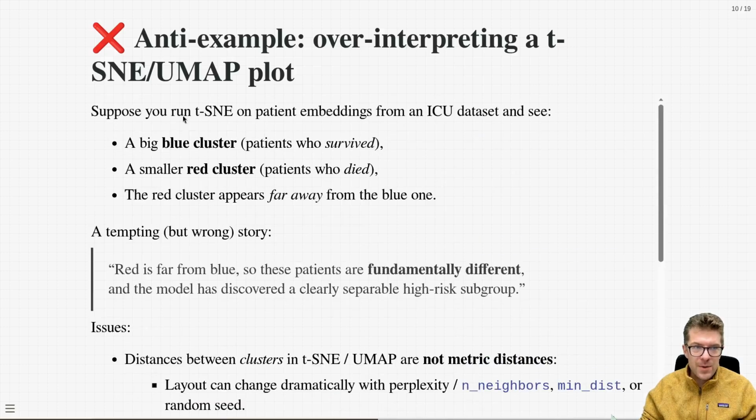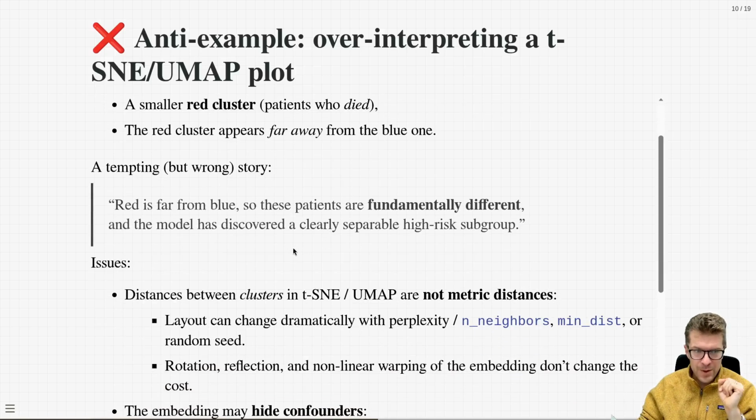Another anti-example: suppose you run t-SNE on patient embeddings from an ICU data set, and you see a big blue cluster of patients who survived and a small red cluster of patients who died, and the red cluster appears very far away from the blue one. So this happens sometimes. You see this in real papers that are published. Not this exact example, but ones like it.